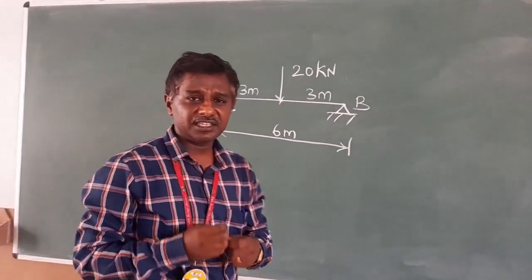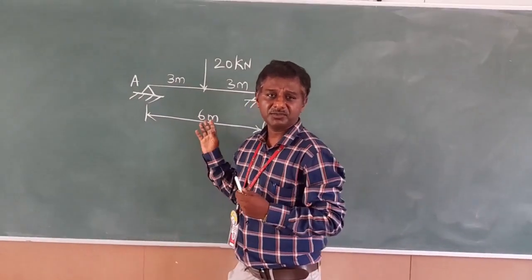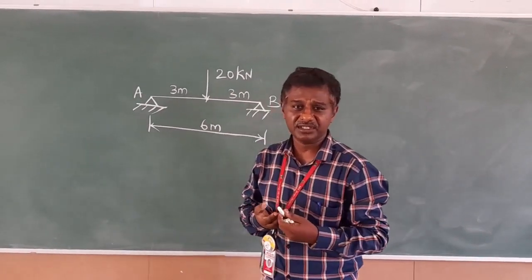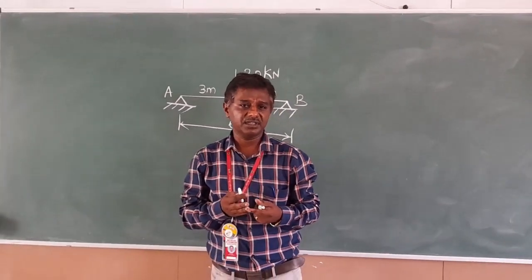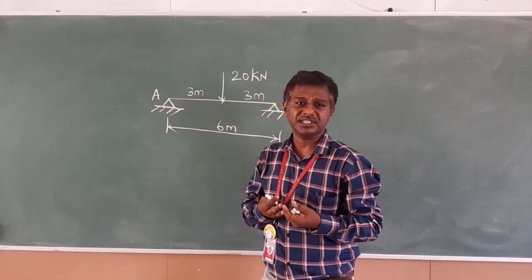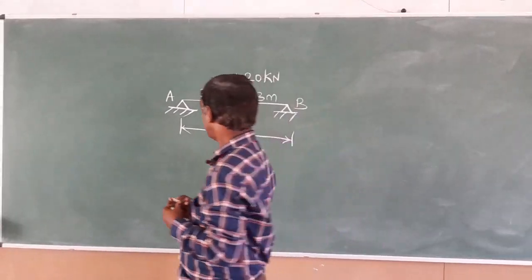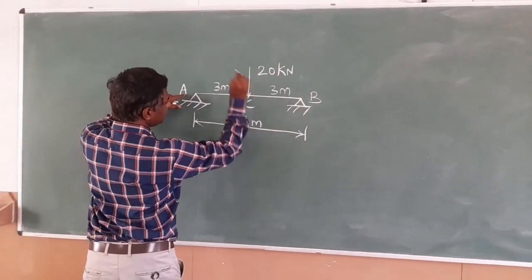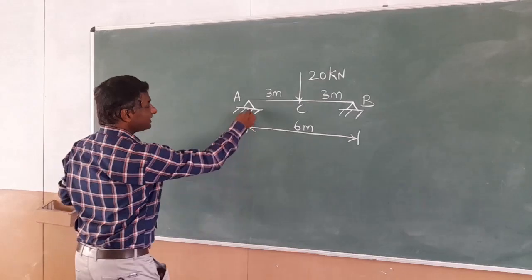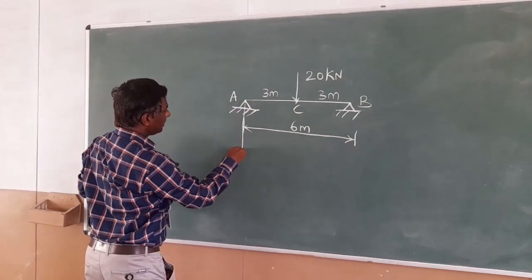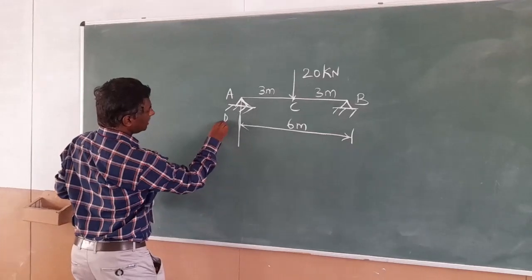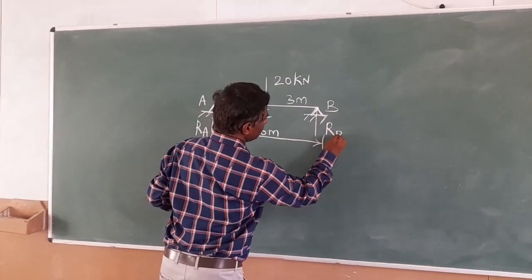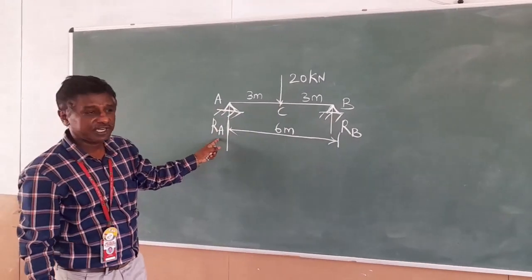Now, to solve this problem, we have to find the support reactions first, then the shear forces at each and every point, and then the bending moment at each and every point. With the values, we have to draw the shear force and bending moment diagrams. Let's have the points A, B, and where the load is acting is taken as C. Since it is a hinged support, we have a support reaction here. The support reaction at point A is taken as RA, and at point B as RB. So the first thing is to find the support reactions.